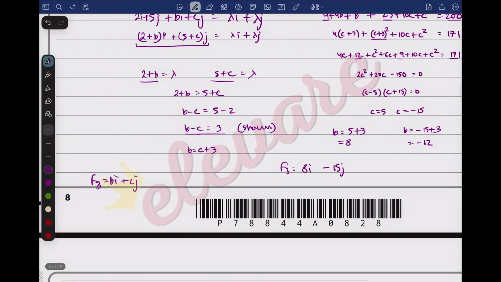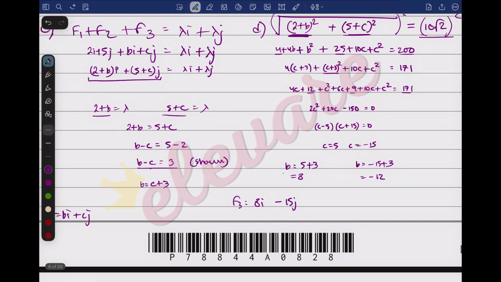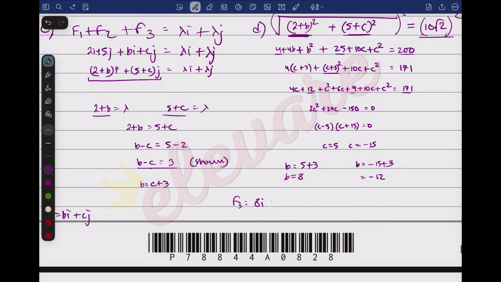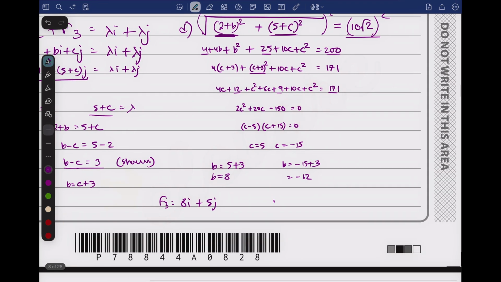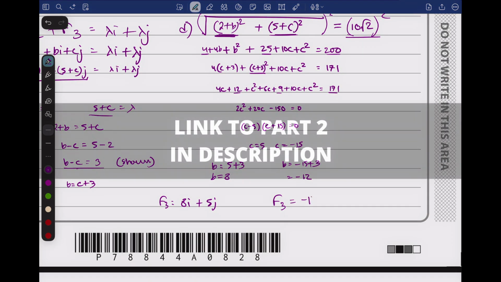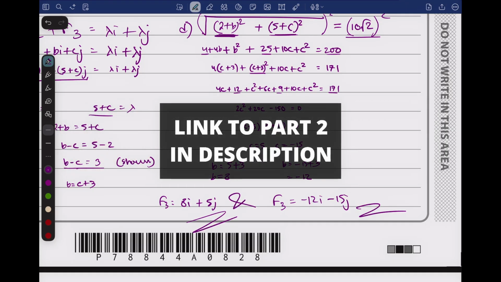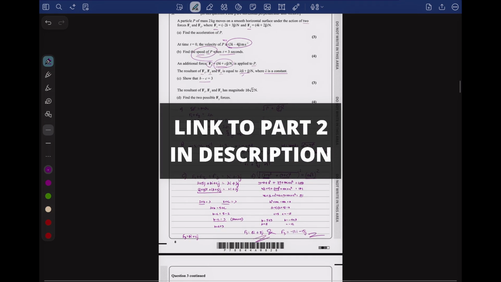That wouldn't be right, because you're using b equals 8, which was found using c equals 5, and then you're pairing it up with c equals negative 15. That is not right at all, so you should keep that in mind. When you use 8i, you have to use 5j. I hope that is clear. And then we have negative 12i, negative 15j. Done. These are the two possible F3 forces.